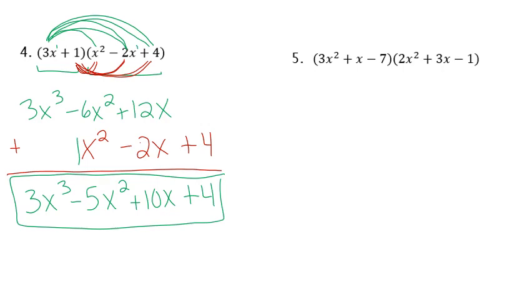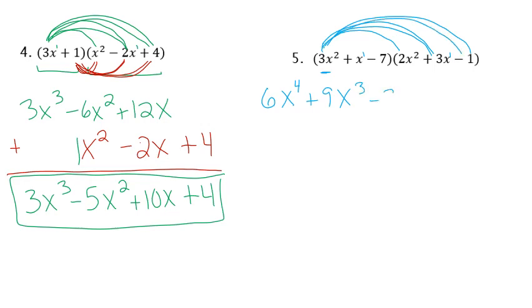Same idea with question number 5. So I'm going to start with this first trinomial. I'm going to distribute to everything in the second parenthesis. And so remembering to add the exponents if I'm multiplying. So 3 times 2 is 6. So 6x to the fourth. 3x squared times 3x is 9x to the third. And then 3x squared times negative 1 is negative 3x squared.